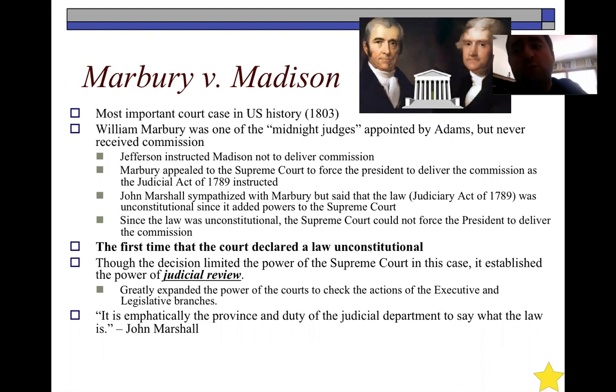Not just one of the most important, it is the most important to many individuals. They will say this is. Well, why? Let's review a little bit. William Marbury, which you're writing down, pause at any time.